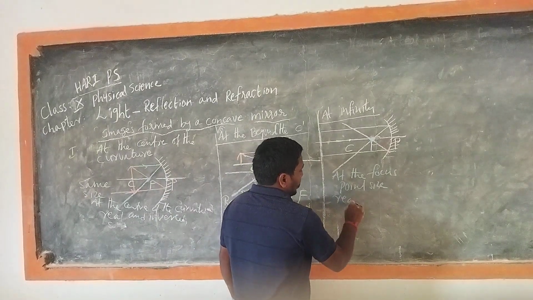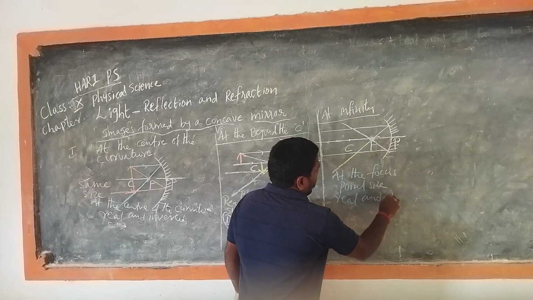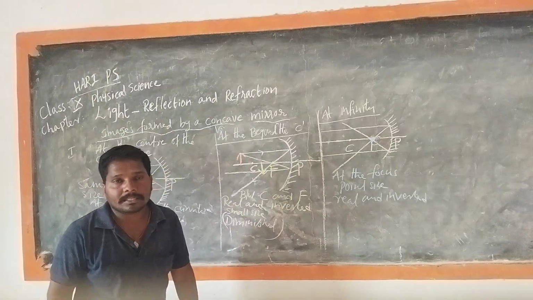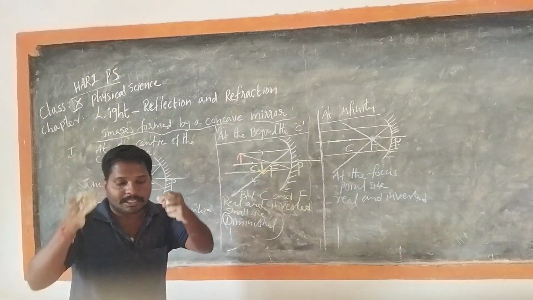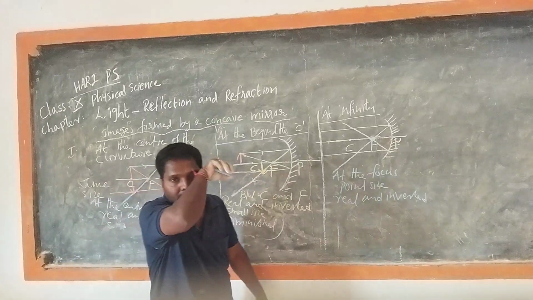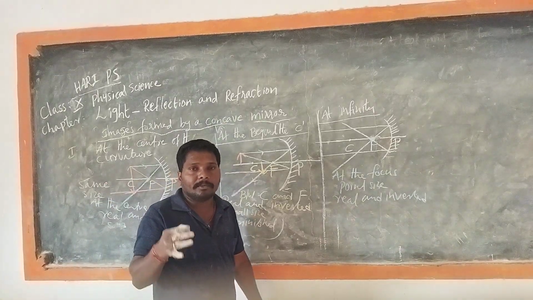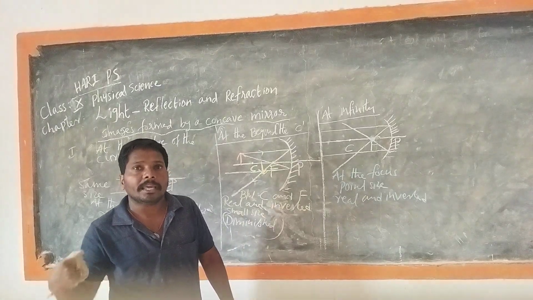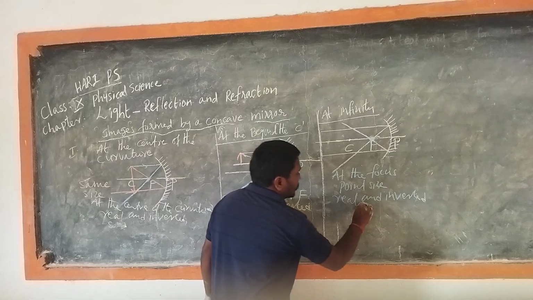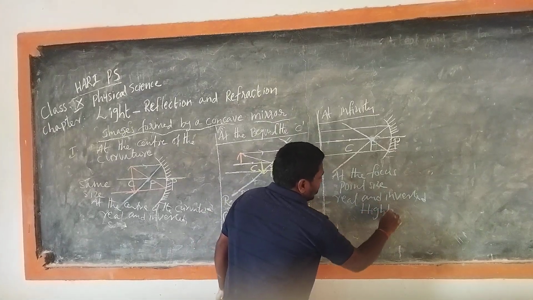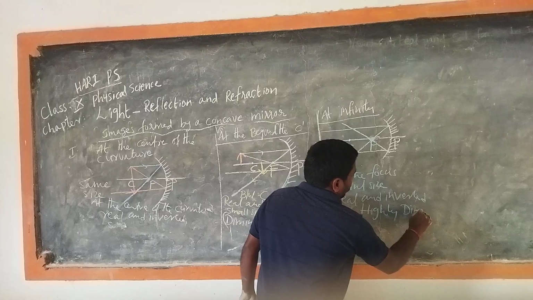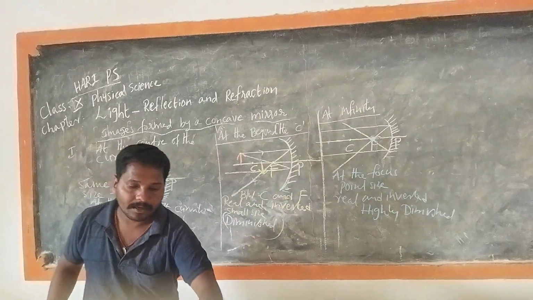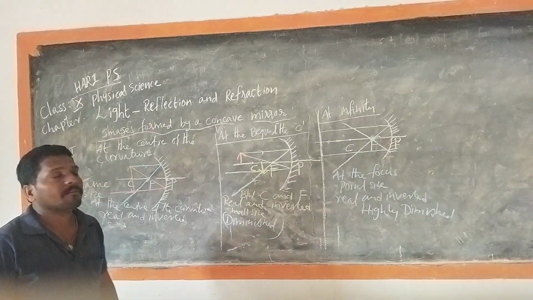As usual, real and inverted image. The size of the image is very much smaller than the size of the object. Highly diminished. Highly diminished image is formed.